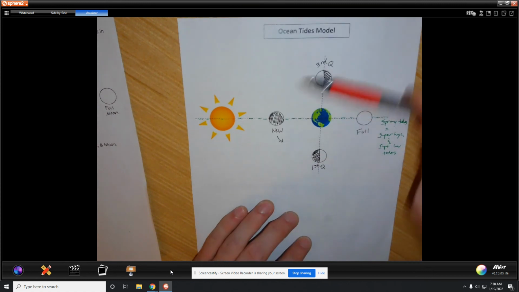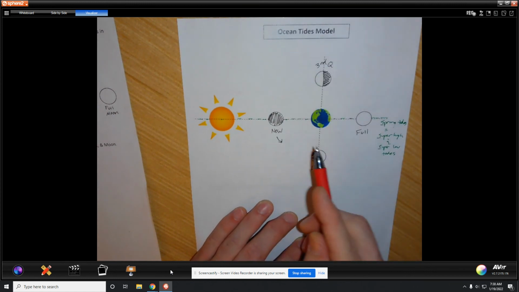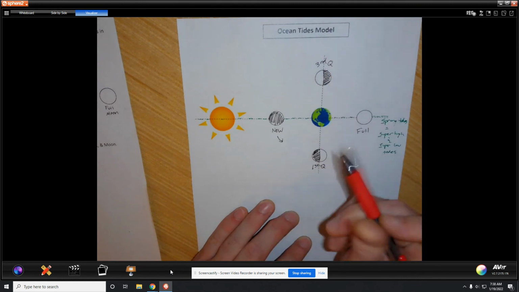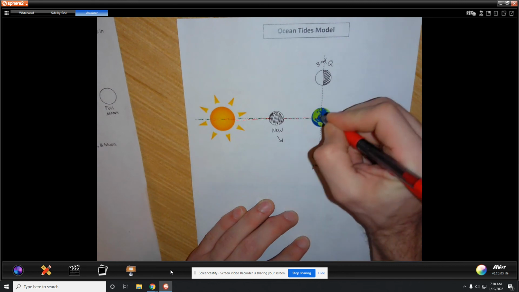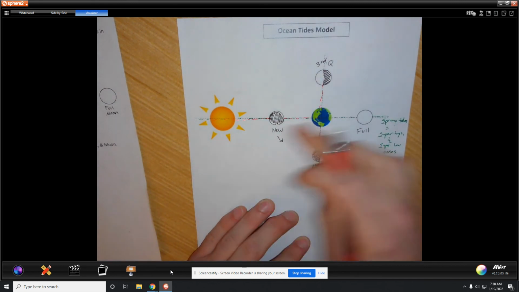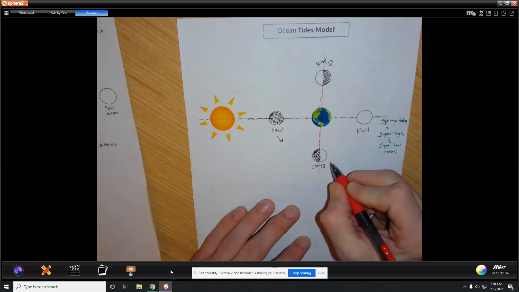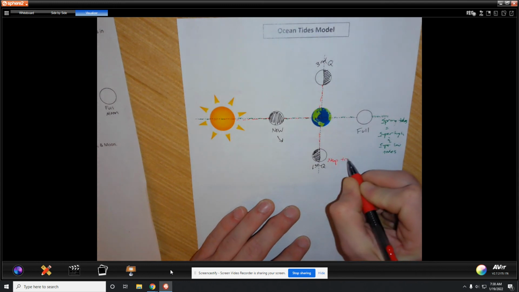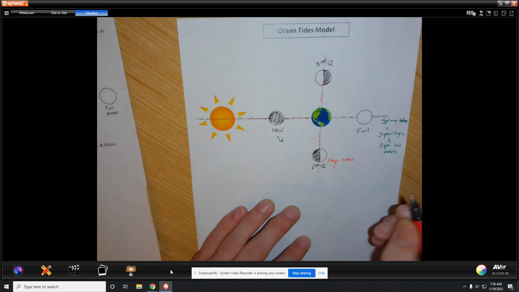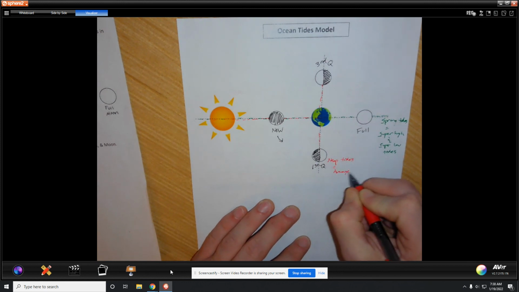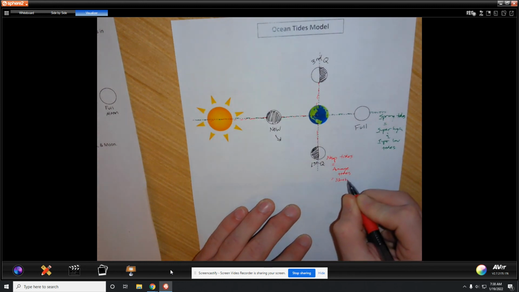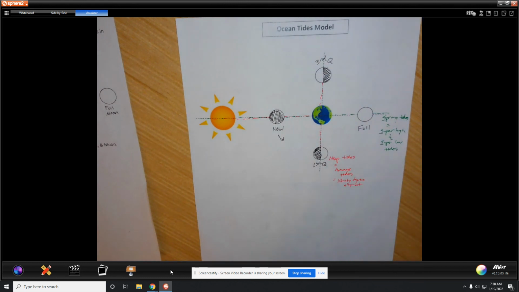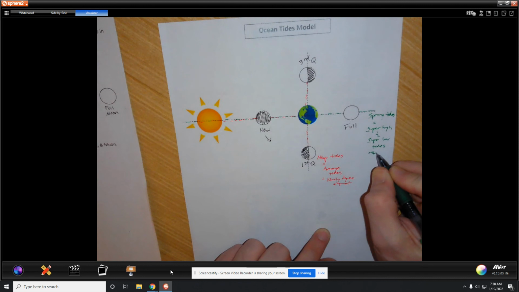The other type of tides that we get are neap tides, and we had just talked about, they form a 90-degree alignment. So if you drew a line between the sun, the earth, and either of these quarter moon phases, you would get a 90-degree alignment. So we'll go ahead and notate that here. These are neap tides. And neap tides are what we consider average tides, and they form a 90-degree alignment.